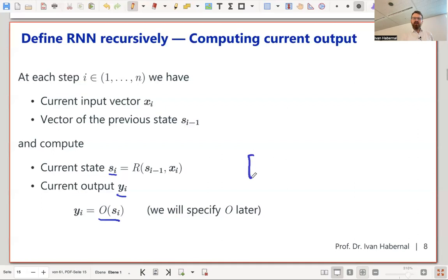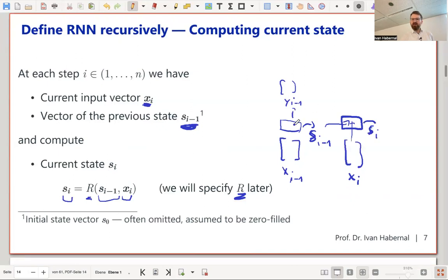So again, here we have x_i. We have some previous state s_{i-1}. It's a vector again. So I'm modeling s_i, this is where I get the current state. And this is what we had here, right? The current state was somehow computed from the input and the previous state.